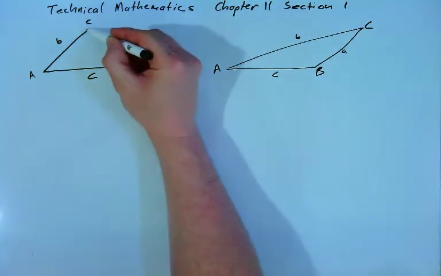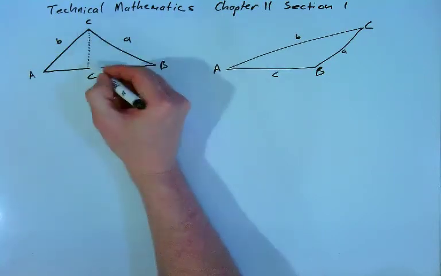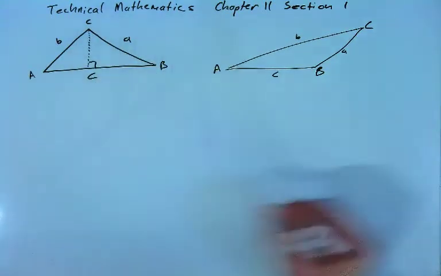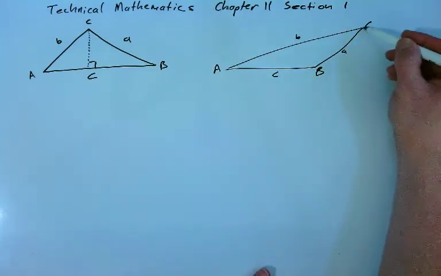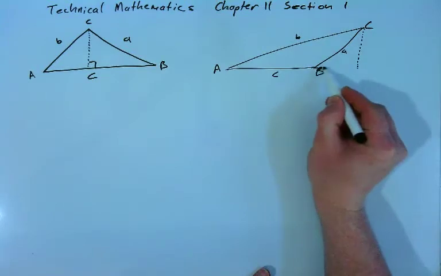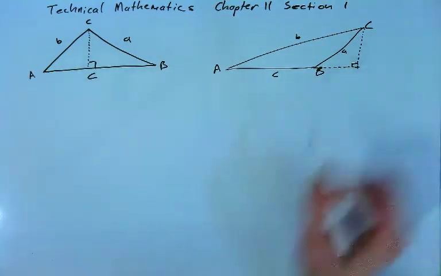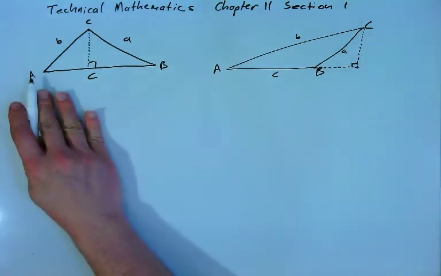So what we want to do is draw a line from the point C down, perpendicular to the opposite side, and I'll do the same thing over here. If I draw a line down so that it's perpendicular to this line, okay, and so they form right angles.